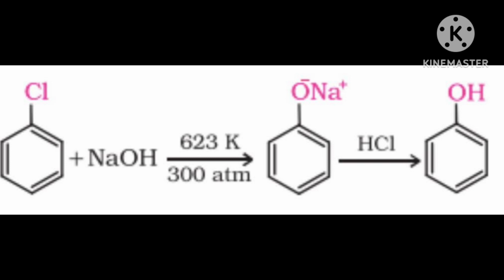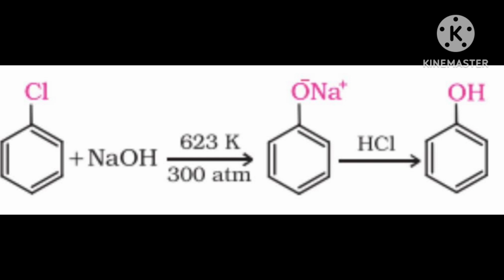Then how will you get phenols from chlorobenzene? I am telling you now. Chlorobenzene is fused with NaOH at 623 Kelvin and 320 atmospheric pressure. Phenol is obtained by acidification of the sodium phenoxide so produced. In the reaction, chlorobenzene means in benzene one chlorine is attached, plus NaOH.